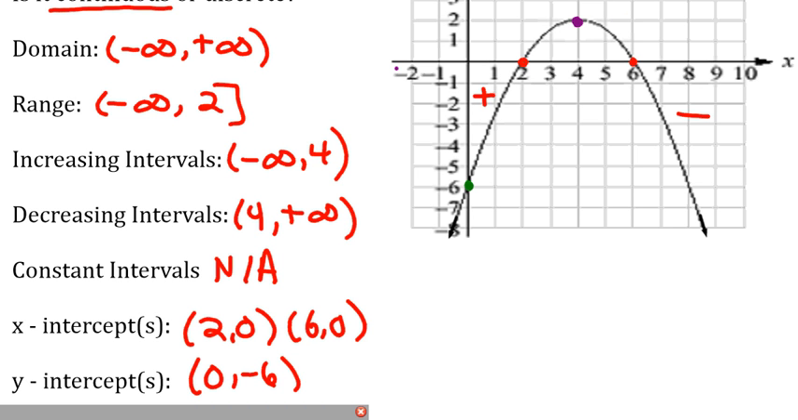So today you're going to continue practicing, talking about the key features, domain, range, x-intercepts, y-intercepts, increasing, decreasing, and constant intervals, practicing your interval notation for those. And we're going to check your progress in the next lesson.